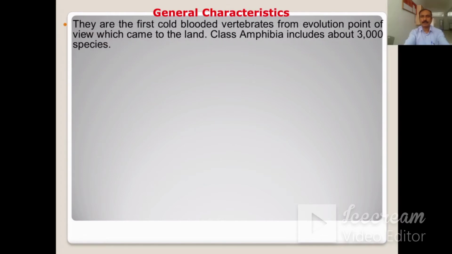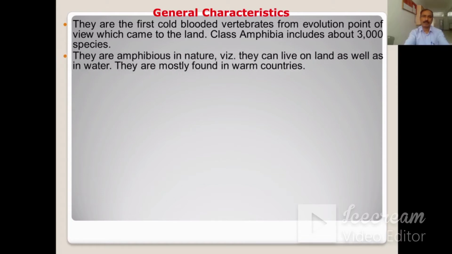This is the first character, that is the animals belonging to the Amphibia are the first cold-blooded vertebrates, from the evolution point of view, which came to the land. The class Amphibia includes about 3000 species. They are amphibious in nature, that is, they can live on the land as well as in the water. They are mostly found in warm countries.